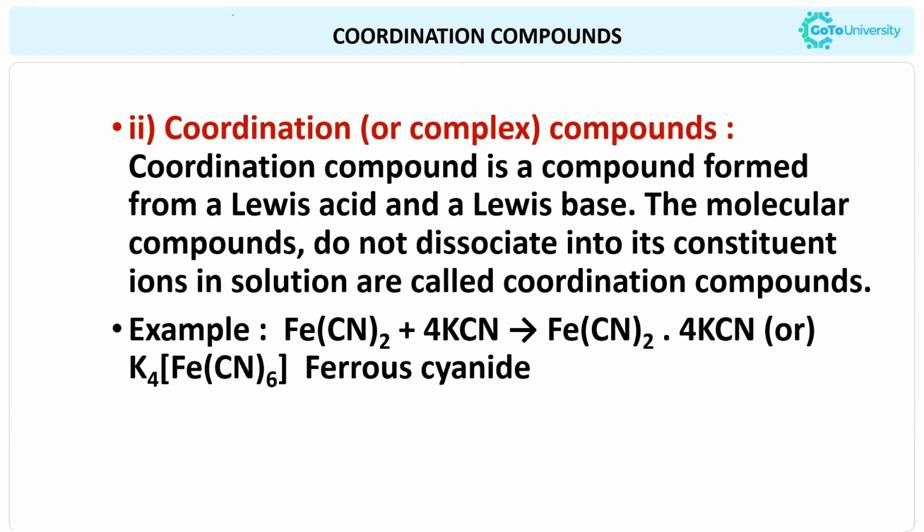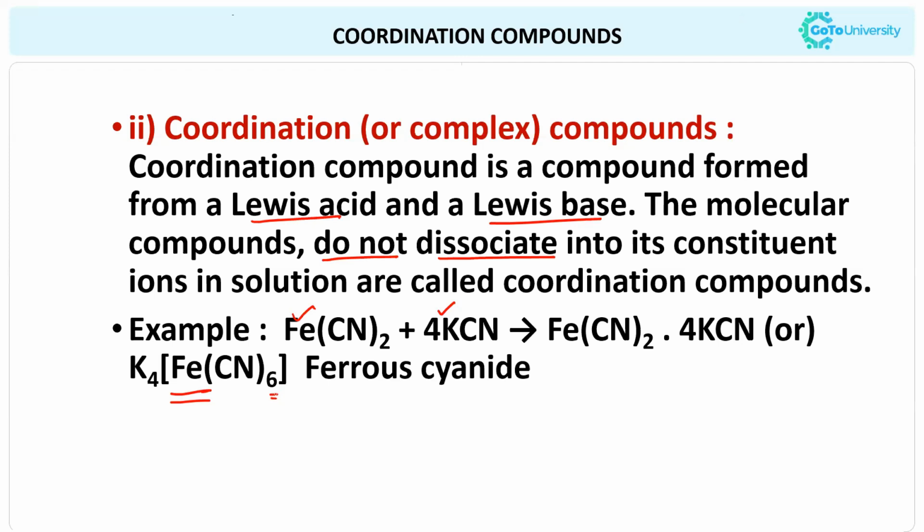Coordination compounds are usually produced from a Lewis acid and a Lewis base. Usually these coordination compounds do not undergo dissociation. For example, we can see here a reaction between Fe(CN)2 and potassium cyanide, producing the coordination complex. Coordination complexes can be represented by this given notation: 4 potassium atoms, 1 metal ion, that is iron, and 6 CN- ions. This is an example of a coordination complex.